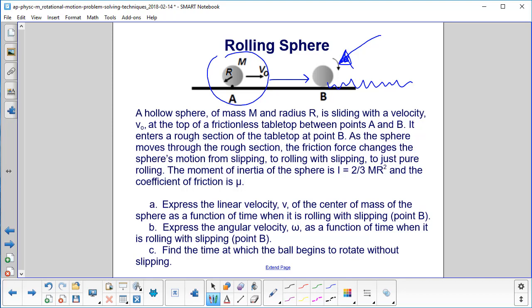Express the angular velocity as a function of time when it is rolling with slipping, and again, right at point B. Then find the time at which the ball begins to rotate without slipping. So that'll be somewhere over here. Okay, we're not interested in the distance here, just the time.